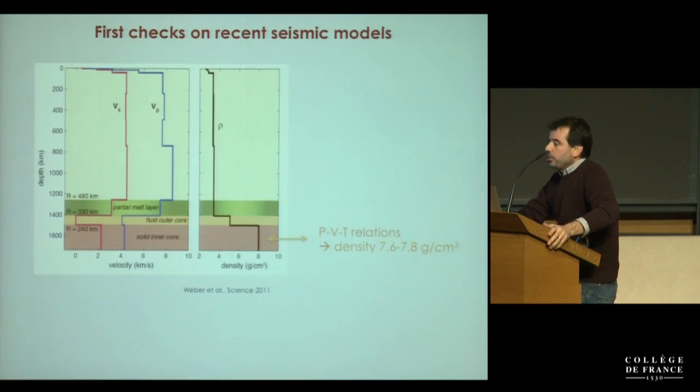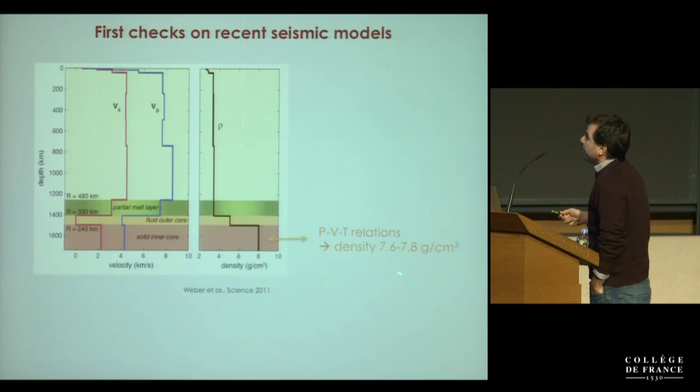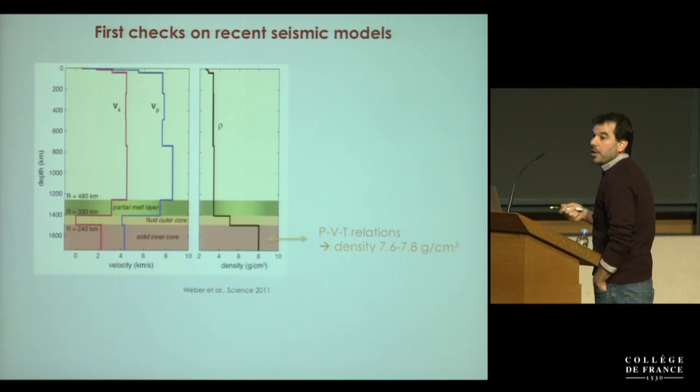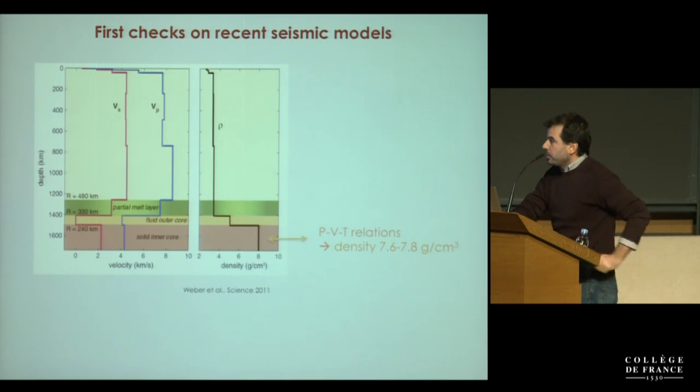Out of this relation, we can go and have a first check on this recent seismic model. In particular, we can directly derive density. Even being conservative and keeping relatively large error bars, the best estimation from a mineral physics point of view for the density of pure iron gamma phase is 7.6 to 7.8 grams per cubic centimeter, which is somewhat below the 8 grams per cubic centimeter. This is a few percent difference, but for density it's significant. And what about velocity?